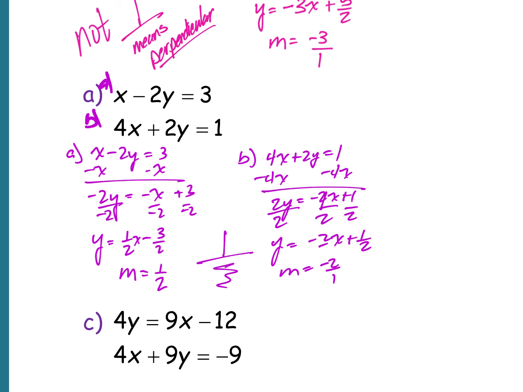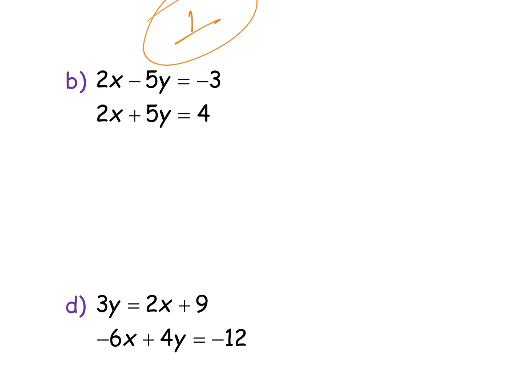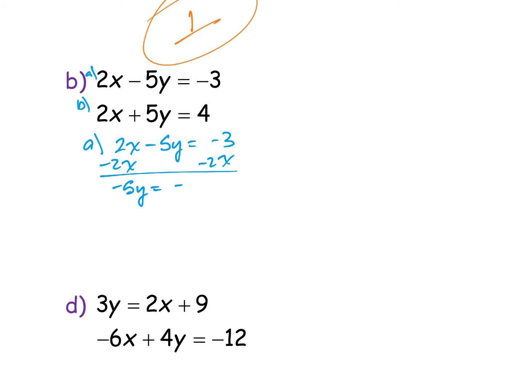I need to slow down because I'm doing everything wrong. I don't know why I'm thinking I have to squish everything in. A and B. A is 2x minus 5y equals negative 3. Subtract 2x. Negative 5y equals negative 2x minus 3. Divide by negative 5. Y equals 2/5 x plus 3/5. So my slope is 2 over 5.